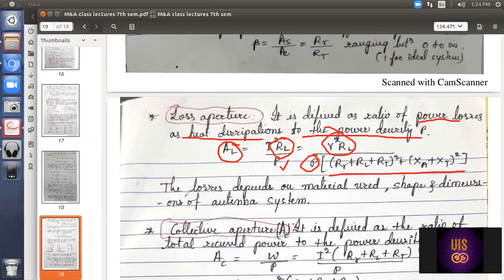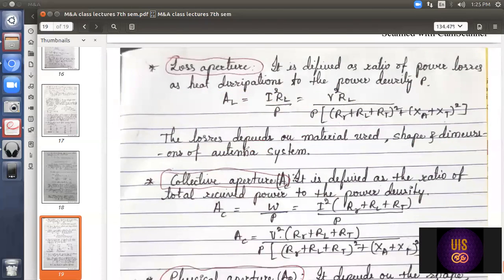Denominator is this. See here, the losses depend on the material used, then the shape of the antenna, and whatever dimensions of an antenna we are designing. So all these matter a lot. How much amount of power is lost depends on all these parameters. This is the third type of aperture.